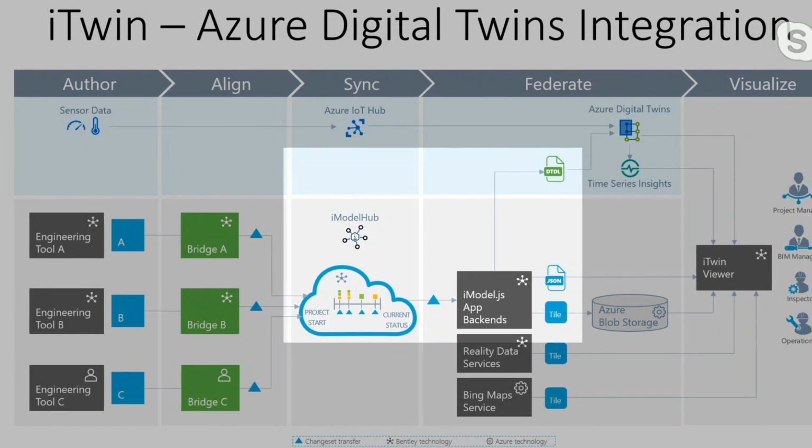What we're going to do in this section is essentially create the Azure Digital Twins instance based on the contents of the iModel. Remember that the iModel is integrated together from lots of different engineering data sources, and that model knows everything that you need to know about, in this case, this roadway system. But of course, it doesn't know anything about what sensors are hooked up through the Azure IoT Hub.